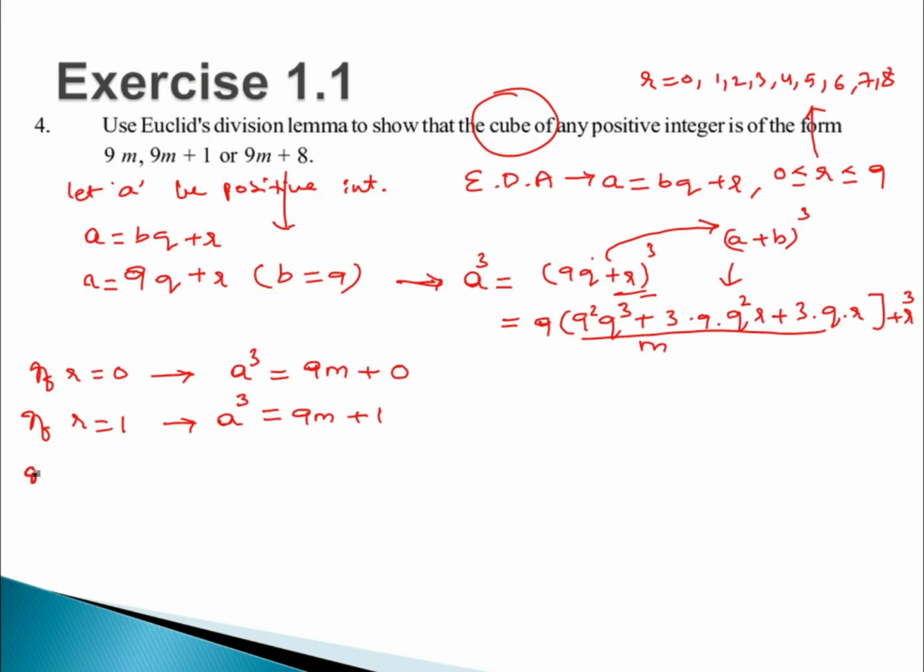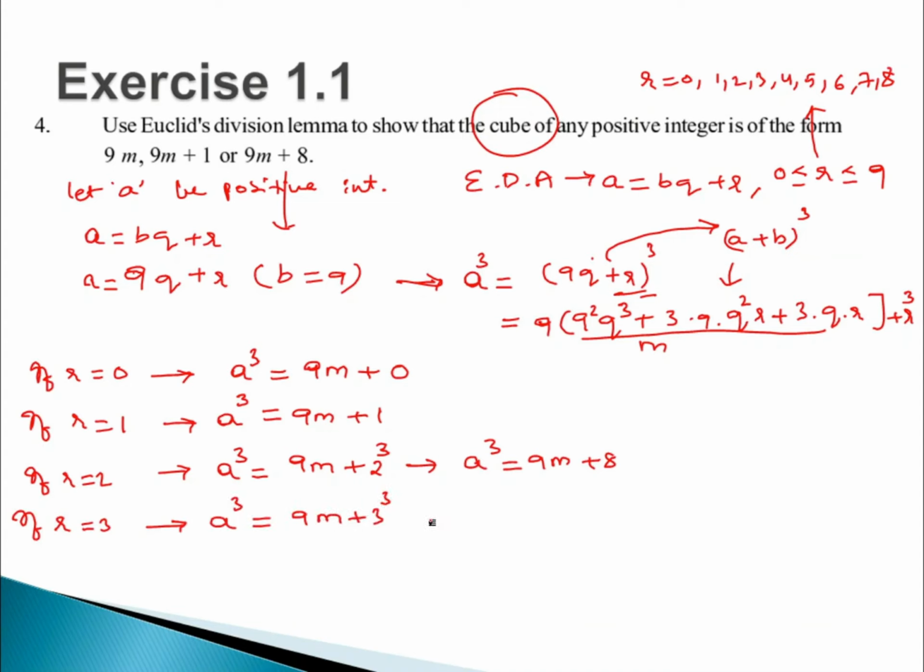If r equals 2, then you are having a cube equals (9m plus 2) cube. That is your 8. So I can write this as a cube equals 9m plus 8. Similarly, if I am substituting r equal to 3, then you will be having a cube equals (9m plus 3) cube. Then the resultant here is a cube equals 9m plus 27. Am I clear up to here?